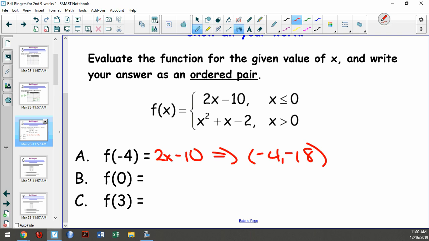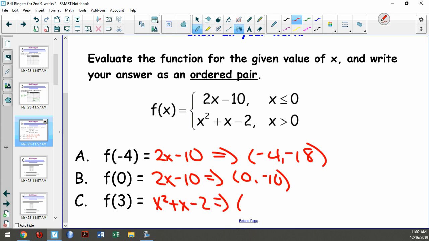When you do f at 0, which function are you going to use? The top one still, so that's going to be the 2x minus 10. And when you do this one, you're going to have (0, -10). And the bottom one, f at 3, which function do you use for that one? The bottom one. And that's going to give you (3, 10). Do we all understand that, yes or no? Notice how I wrote those. I went in as ordered pairs. Are we good? Okay. So the front page, we're all good. Go to the back page, front.